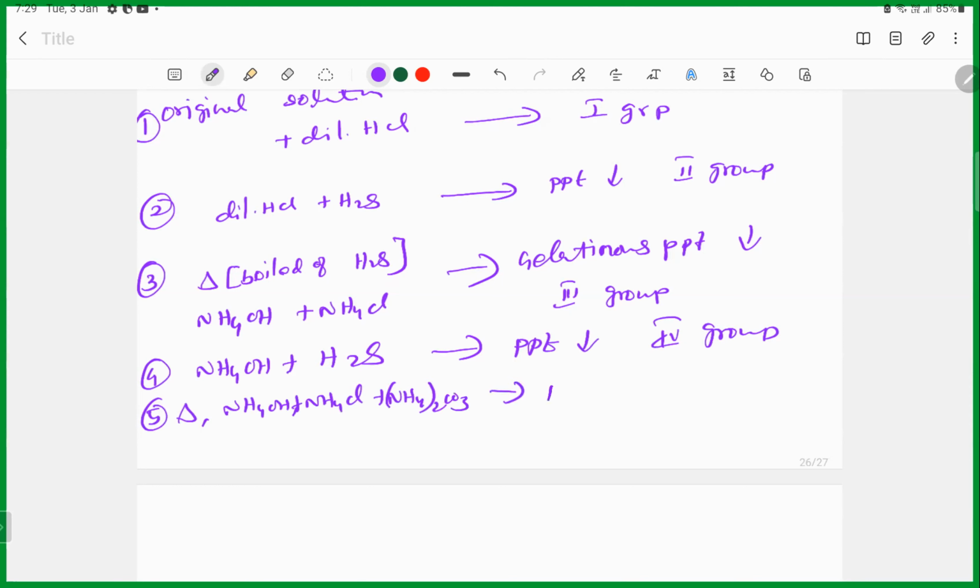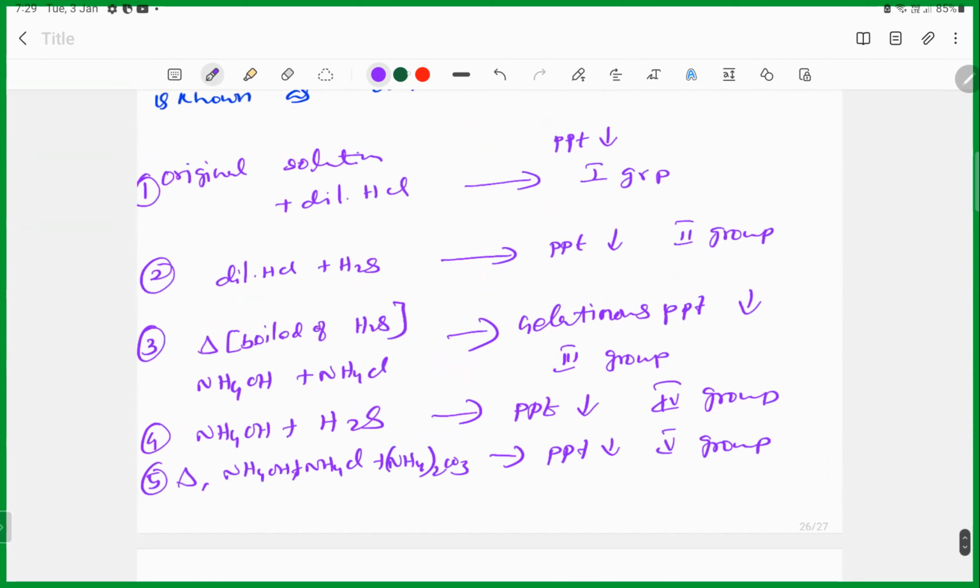If you are getting precipitate, it becomes fifth group. So this is how you are doing that. Look here. What is the group reagent for the first group? Dilute HCl. Second group, dilute HCl and H2S. Third group, ammonium hydroxide, ammonium chloride. Fourth group, ammonium hydroxide, H2S. Fifth group, ammonium hydroxide, ammonium chloride, ammonium carbonate.